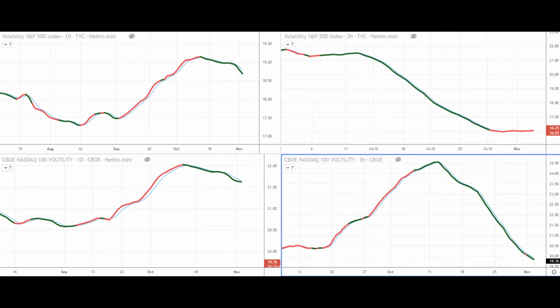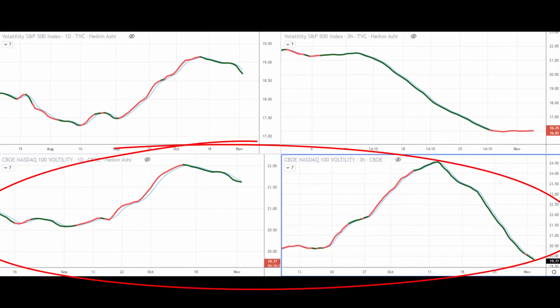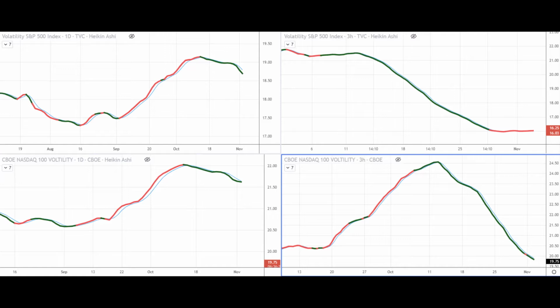Firstly, let's dig into a bit of S&P 500 sentiment. I really love using the VIX, the volatility index, to gauge the direction of the underlying S&P 500. What you're looking at here, the top two boxes are the S&P 500. The bottom two are the NASDAQ 100. When the lines go from red to green, it's bullish, and vice versa. On the left hand side we've got the daily charts, on the right hand side we've got 3-hour charts, for more immediate shorter term trades.